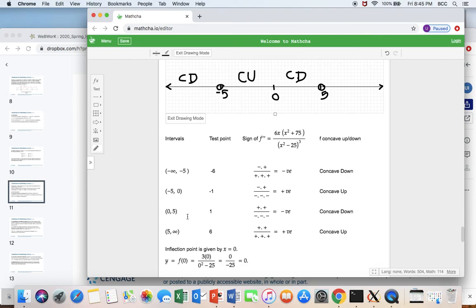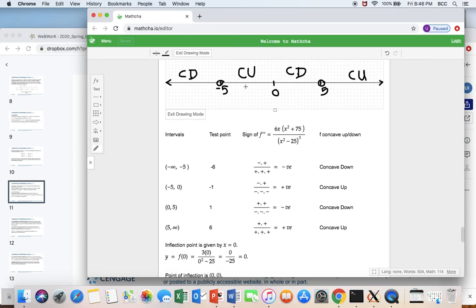All right. The last interval, 5 to infinity, I've taken 6. 6 times 6, whatever, positive. 6 squared plus 75, 36 plus 75, positive. 36 minus 25, positive, 3 times. Everything is positive. So, concave up. All right. So, that's what we have in this number line.